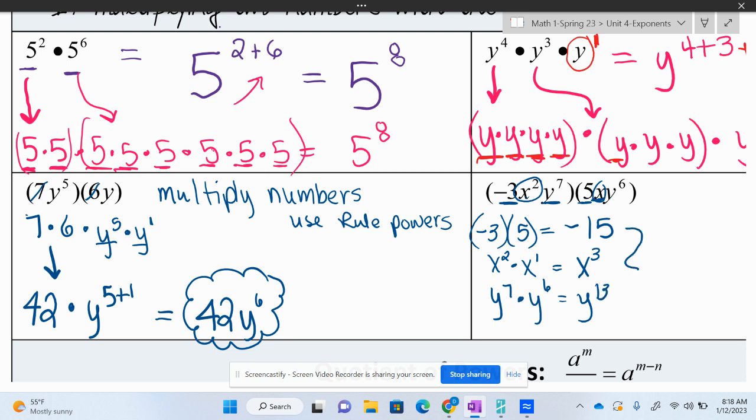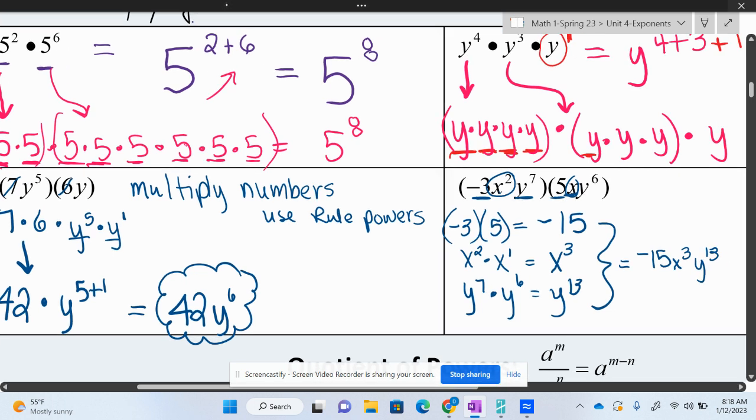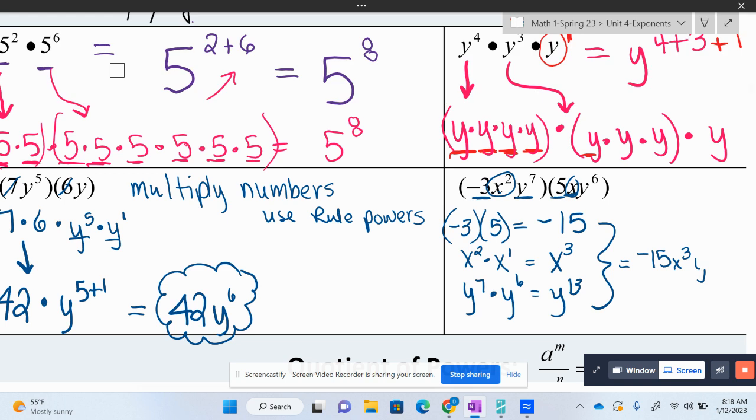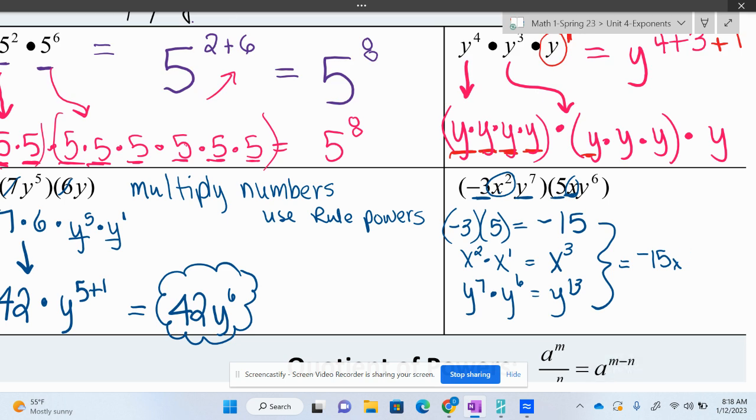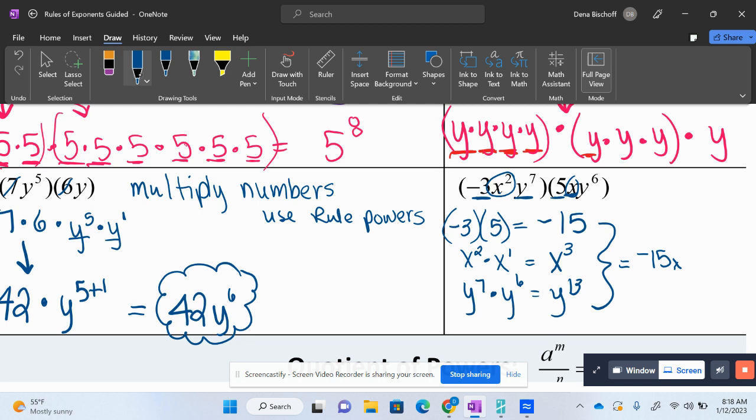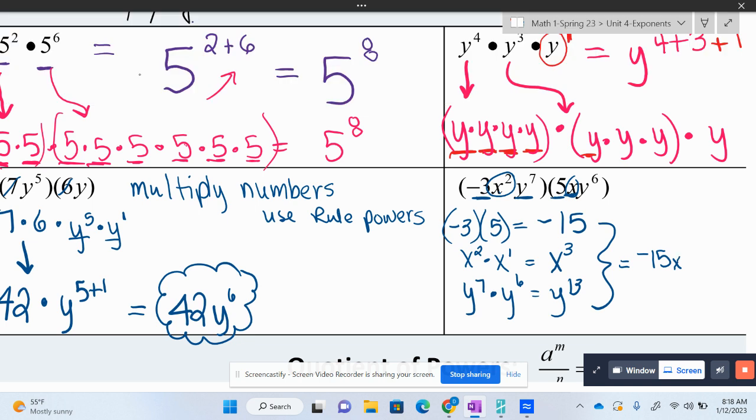So our final answer, when we bring it all together, is -15 x to the third power y to the 13th. That's a horrible looking 3, sorry. It just keeps erasing more and more. Okay, so x to the third power y to the 13th.